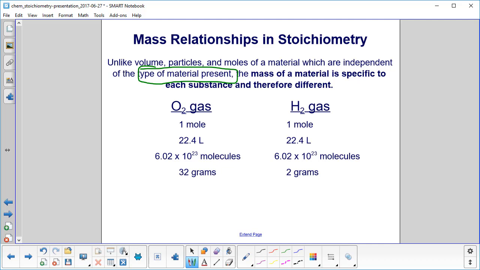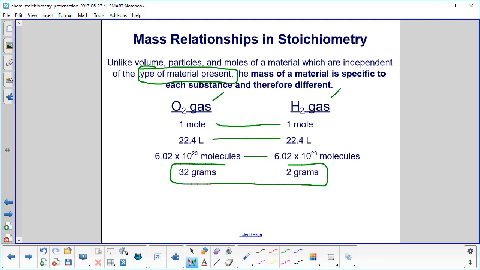Here's a couple examples: oxygen gas and hydrogen gas. We take a mole of each one. Each one has 22.4 liters, that's the volume. Each one has the same number of molecules, that's Avogadro's number there. However, look at the mass. The mass is different. And where do you get the mass from? The periodic table. You convert atomic mass units into grams by just replacing AMU with g.